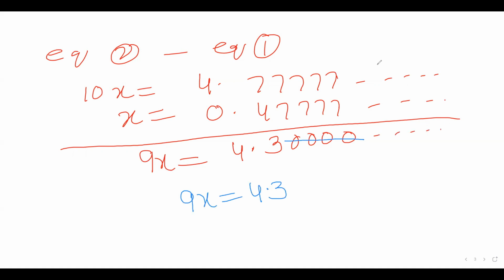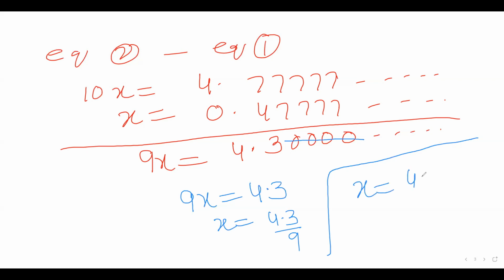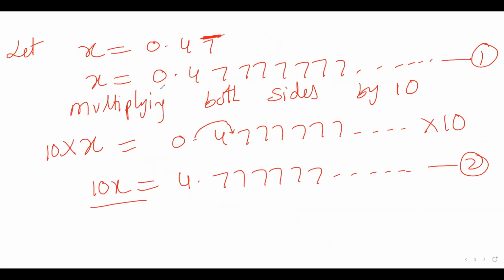9x is equal to what? 4.3. X is equal to 4.3 by 9. Now, if you remove the decimal point, you will get 43 by 90. This cannot be further simplified. So your answer is 43 by 90. You can verify by dividing 43 by 90. On dividing, you will definitely get 0.47 bar.